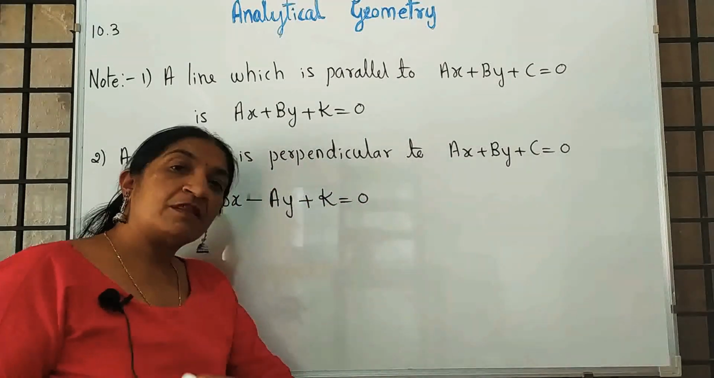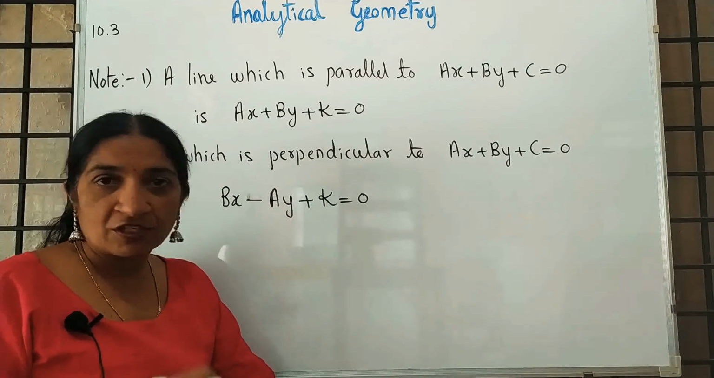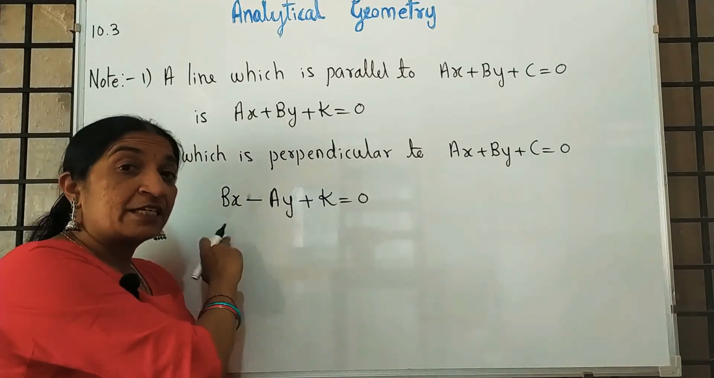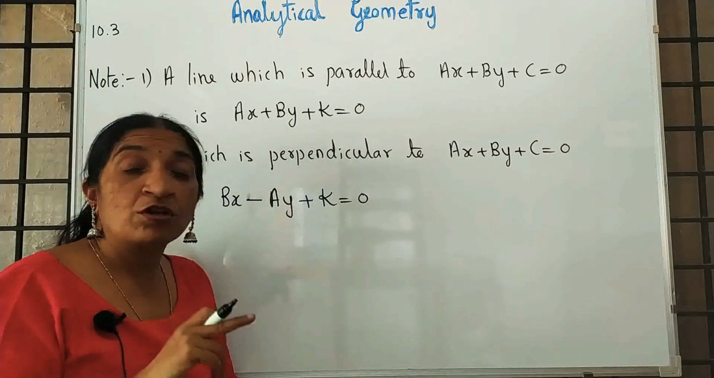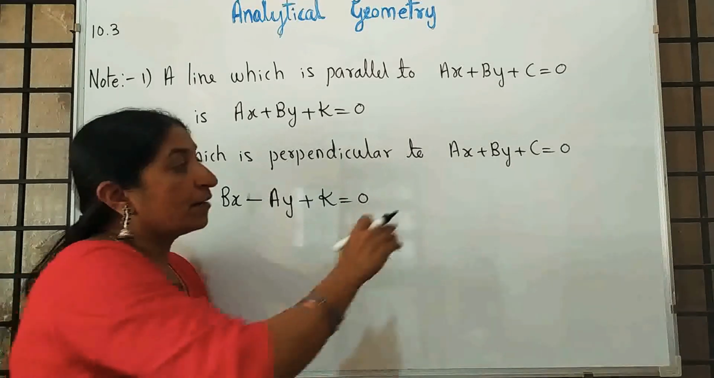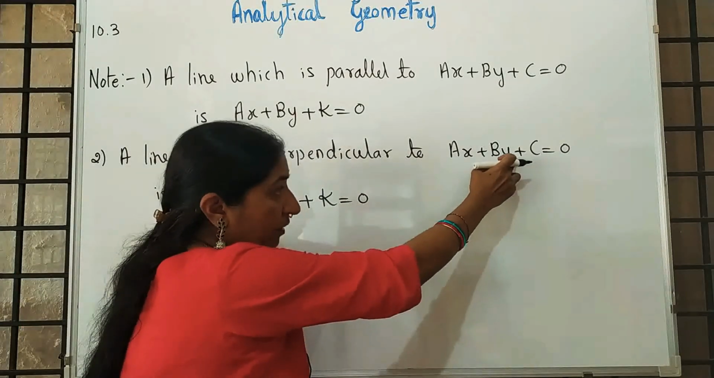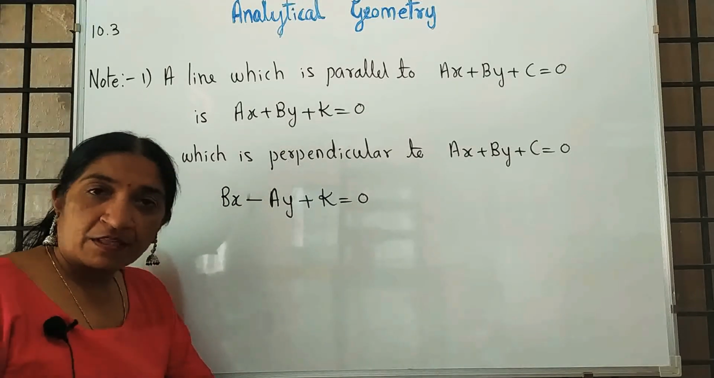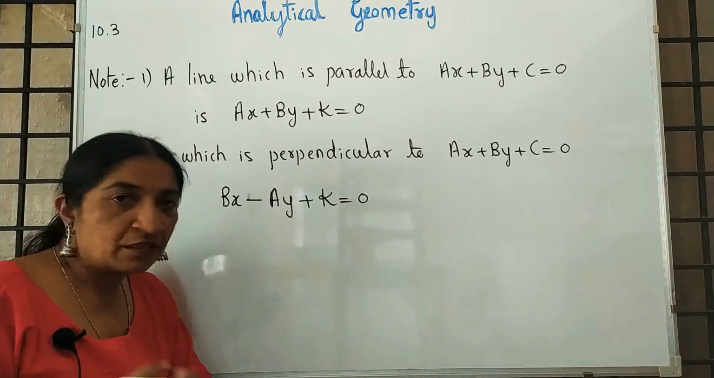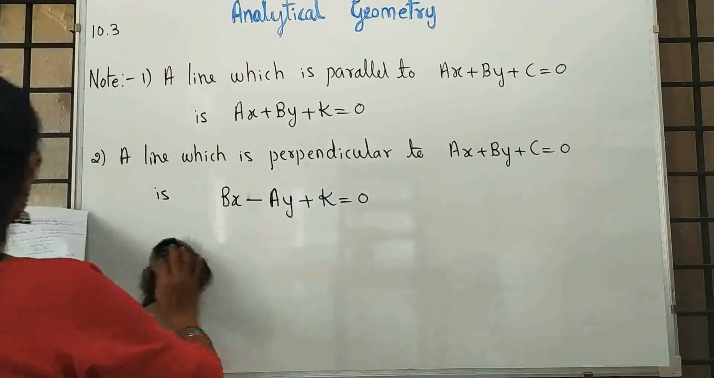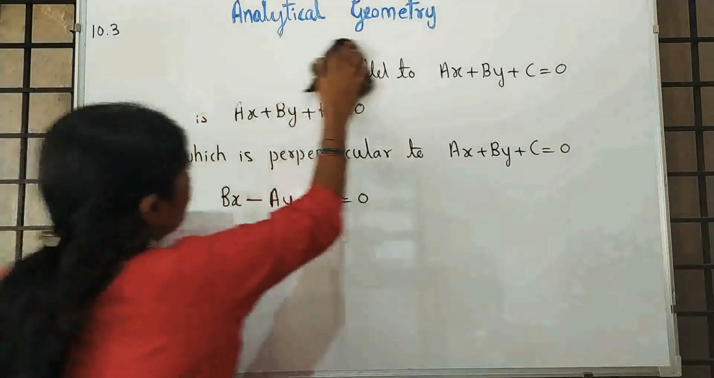If it is a plus, change it to minus. If it is a minus, change it to plus. And when you are interchanging, just interchange the numbers, not the signs. The sign is considered positive only, and whatever the sign in front of y, change it to the opposite sign. If it is a plus, make it minus. If it is a minus, make it plus. Now, depending on this, I will give one example.